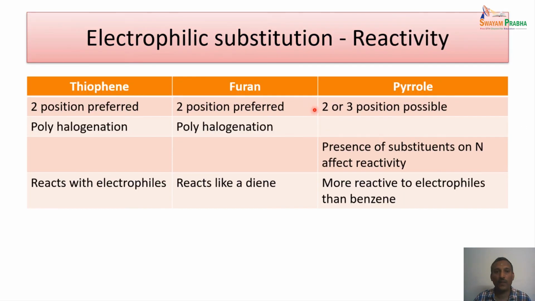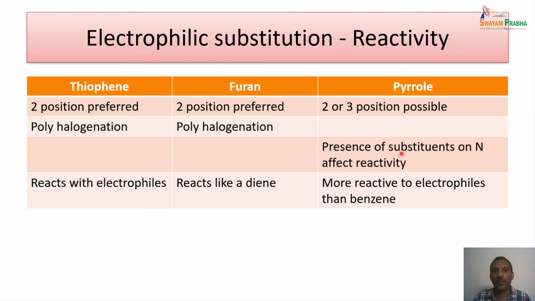And if we compare thiophene, furan and pyrrole, for thiophene and furan, the 2 position is the preferred position for electrophilic substitution, whereas in the case of pyrrole, either 2 or 3 position can be formed. And in the case of halogenation, thiophene and furan always give polyhalogenation, but with pyrrole, it's very difficult to control the halogenation. We will see some selective conditions by which we can actually brominate pyrrole.